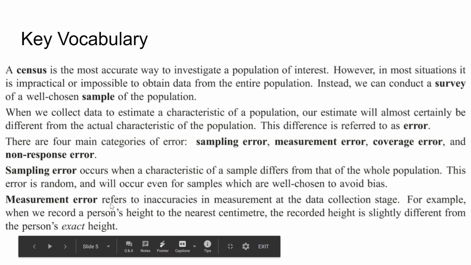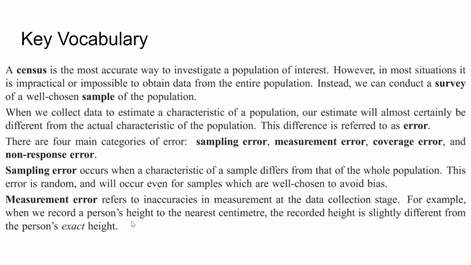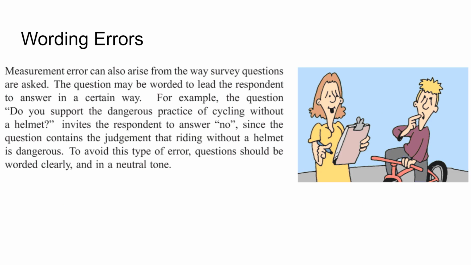Measurement error. Measurement error refers to the inaccuracies in measurements at the data collection stage. For example, when we record a person's height to the nearest centimeter, the recorded height is slightly different from the person's exact height. So if we round to the nearest centimeter as opposed to the nearest tenth or hundredth of a centimeter, we're losing some accuracy, and that's going to affect our results. If we're weighing things and we round to the nearest pound, the nearest kilogram, whatever, we're losing accuracy. That's measurement error.